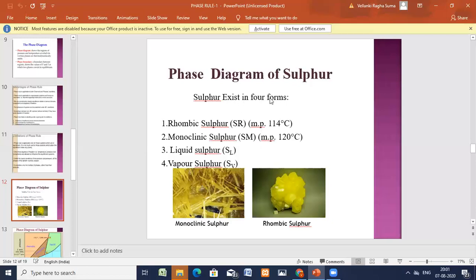Sulfur exists in four forms. Rhombic sulfur, SR, with melting point 114 degrees centigrade. Monoclinic sulfur, SM, with melting point 120 degrees centigrade. Liquid sulfur, SL. Vapor sulfur, SV. Here are the diagrams. So these are the four forms. The composition is only one, so it is a one component system.